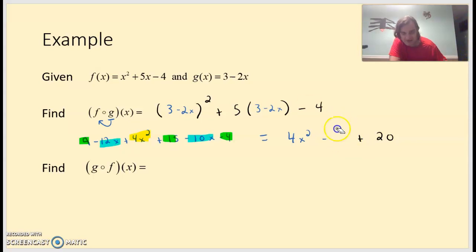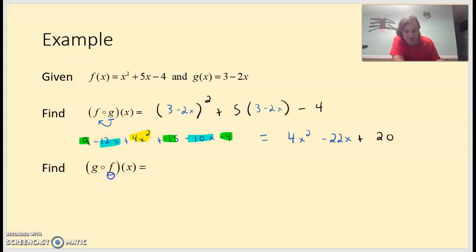That's what happens when I clean up. So when I collect like terms, it should be 4x squared minus 22x plus 20. Okay, I didn't see that extra sign there, so hopefully that's right. If you catch something, let me know. But we just did f of g.